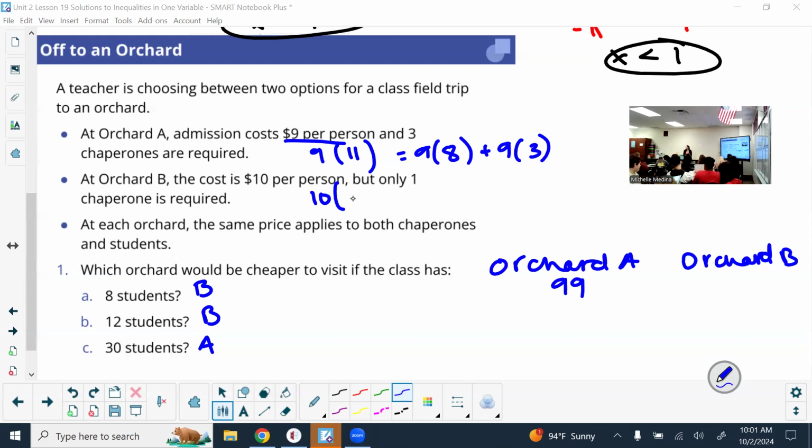So I'm talking to table 1 right now. So 8 students, Orchard B, how many people is that? What I think people multiply the 10 by? And then there's 8 students. Okay, and then 1 chaperone, that's a person too, right? They cost money too, don't they? Okay, so then how many people is that big limit?